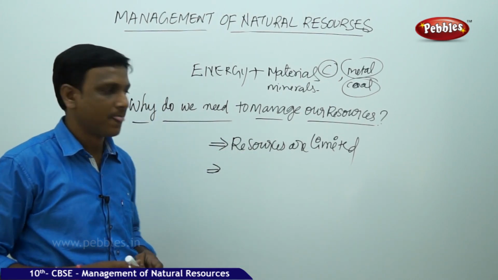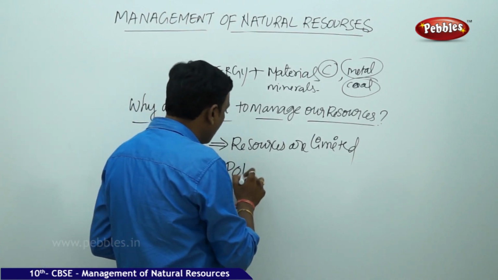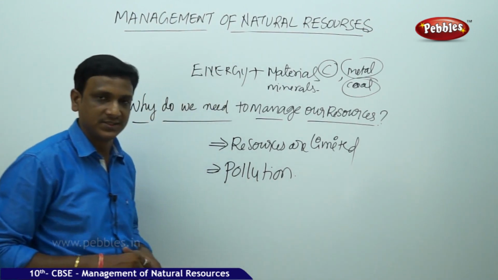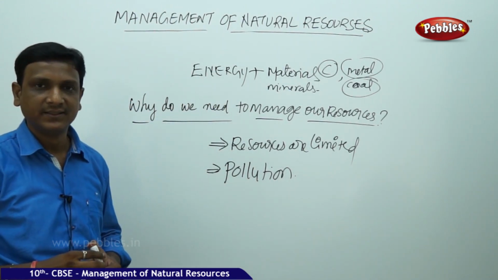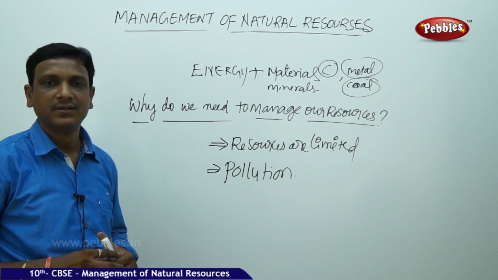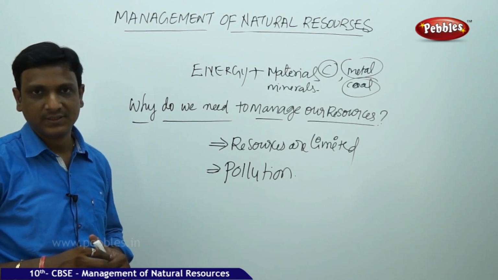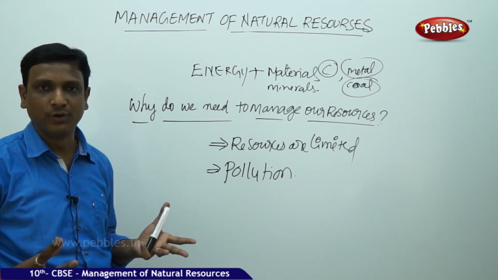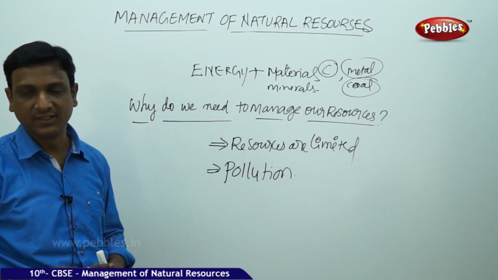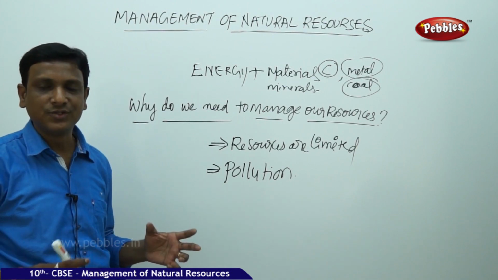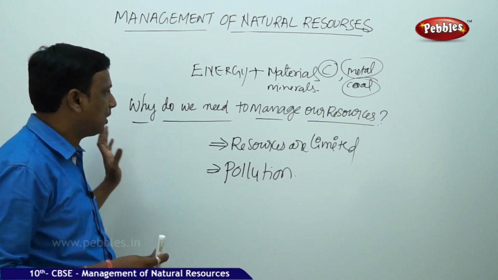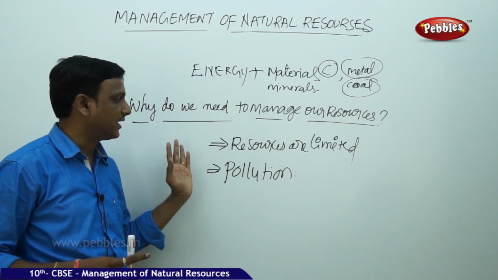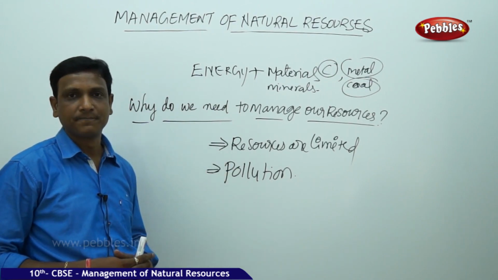The second thing is pollution. If you are using these natural resources at a very high rate in very little time, they cause pollution. Air is polluted, water is polluted. Deforestation leads to less rainfall. It leads to an increase in the global temperature, that is the greenhouse effect. In this way, so many problems are caused because of the overuse of natural resources. So one thing is the resources are limited, the other is that pollution is caused.